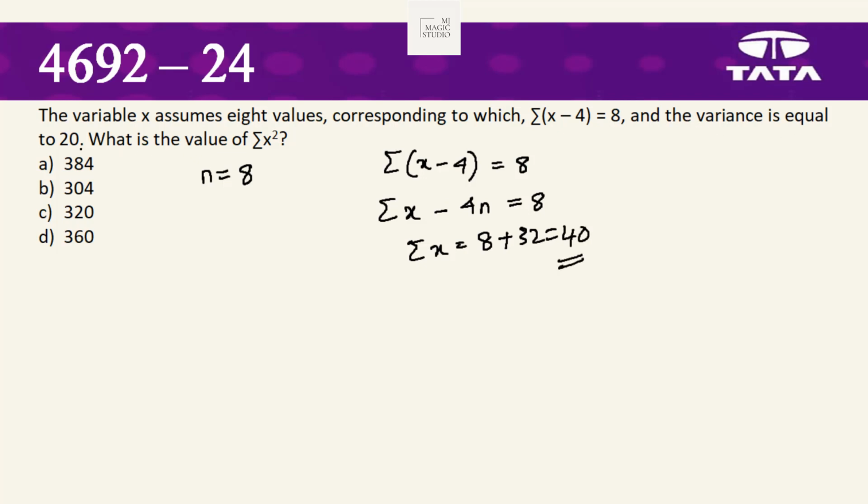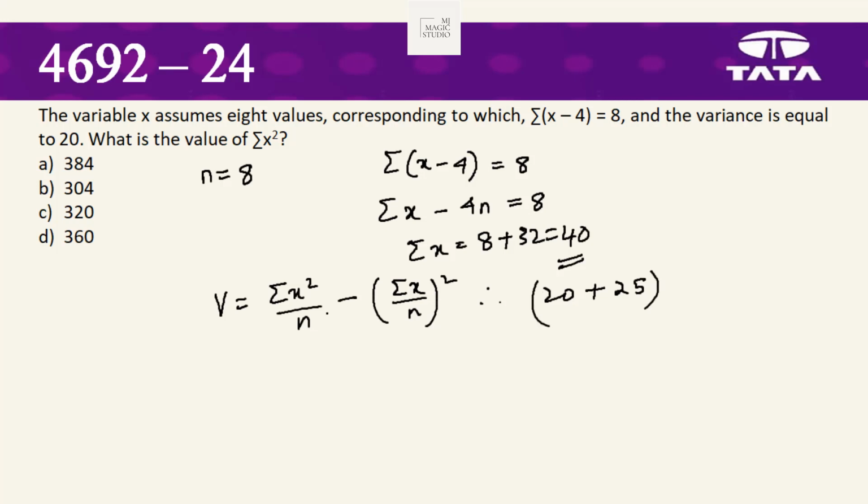And the variance is equal to 20. Find the value of summation x square. Variance is summation x square by n minus summation x by n whole square. Variance is given as 20 plus summation x is 40. 40 by 8 is 5. 5 square is 25 into n. N is 8. This should be equal to summation x square. So we have 45 into 8 is equal to summation x square. 45 into 8 is 360. Option D is the pick.